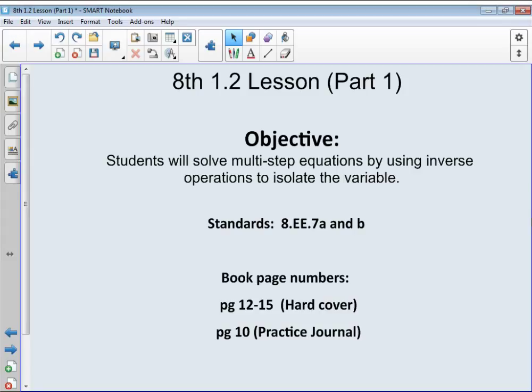The page numbers from your blue Big Ideas book are pages 12 through 15 in the hardcover book and page 10 out of the practice journal.